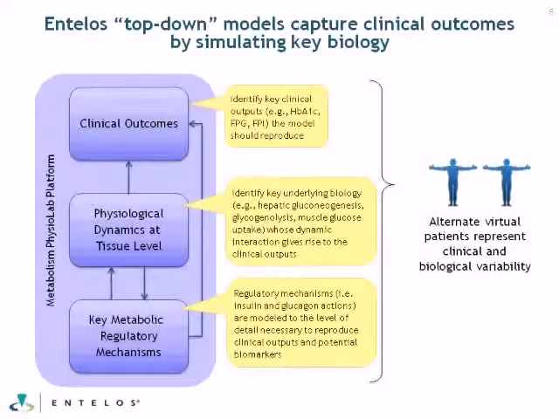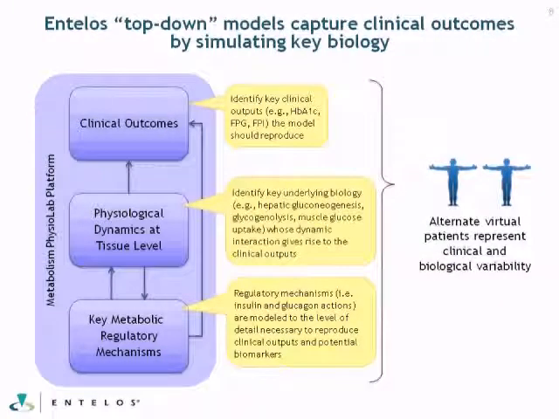Today speaks to this unique modeling approach that we have used here at Intellos. There are 3 different layers of physiology captured in the PhysioLab platforms. Here at Intellos, we use a unique top-down modeling approach aimed to capture the clinical outcomes, the top layer that can directly impact drug development decisions in the clinic.